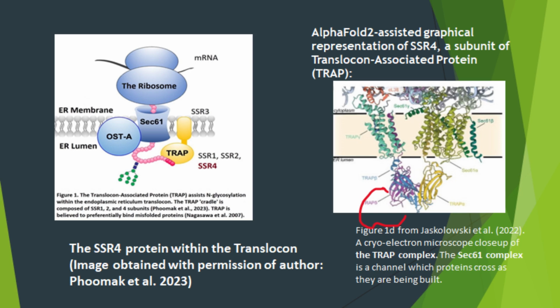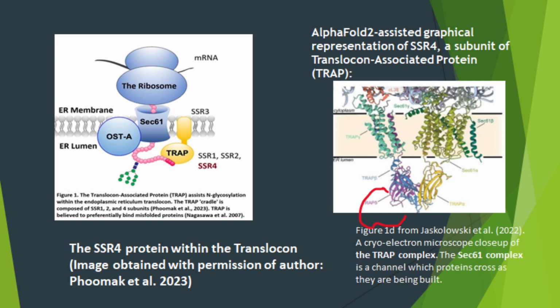It is also speculated by scientists that TRAP may have a role in the identification of misfolded, damaged proteins, which need to be degraded to keep the cell safe. TRAP preferentially binds misfolded proteins, according to Nagasawa et al. 2007. The figure on the right is a microscopic close-up of the TRAP complex on the endoplasmic reticulum membrane. The signal sequence receptor 4, or delta subunit, is one of 4 subunits of the TRAP protein complex. It is circled in red.